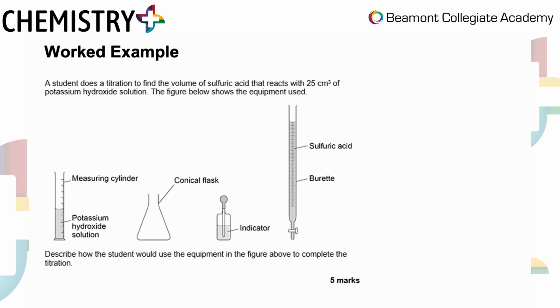Worked example. A student does a titration to find the volume of sulfuric acid that reacts with 25 cm cubed of potassium hydroxide solution. The figure below shows the equipment used. We have a measuring cylinder with potassium hydroxide solution, a conical flask, indicator, sulfuric acid in a burette. Describe how the student would use the equipment in the figure above to complete the titration. Pause the video. What would you do? We've got 5 marks on offer here.